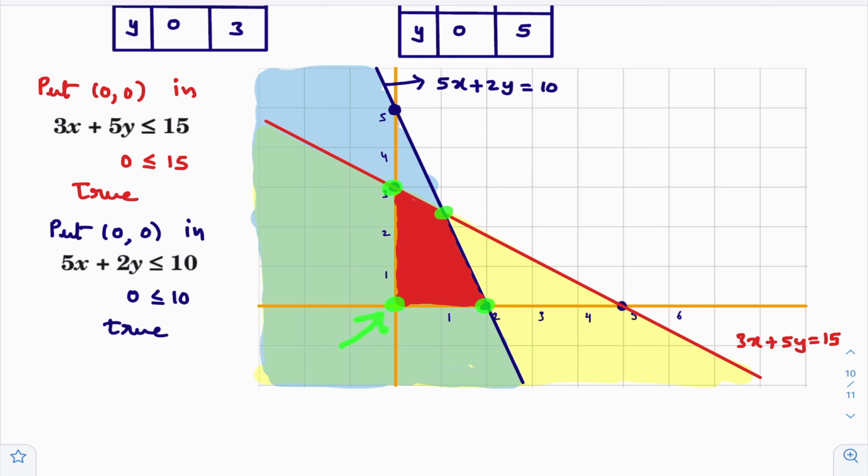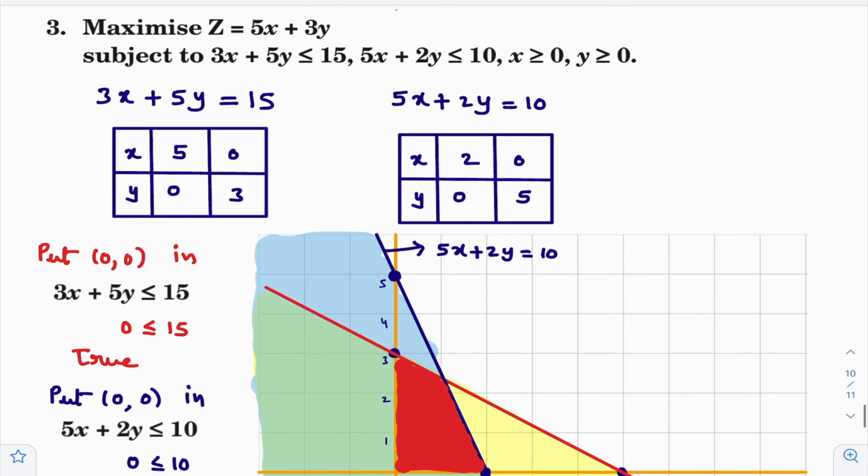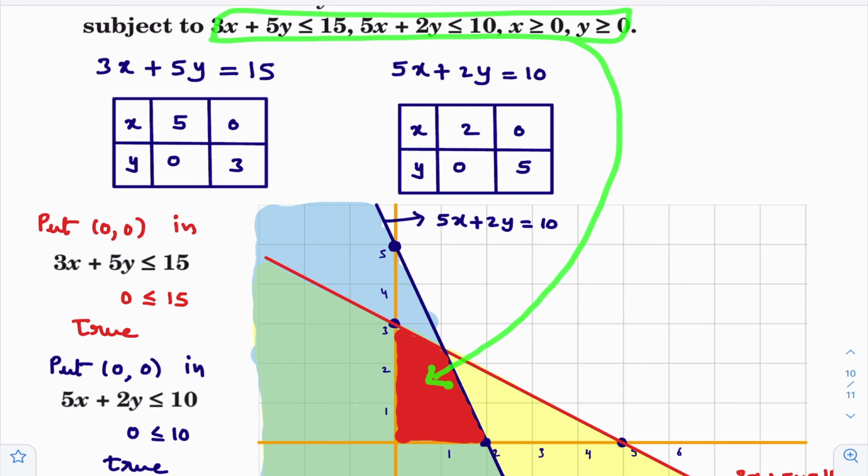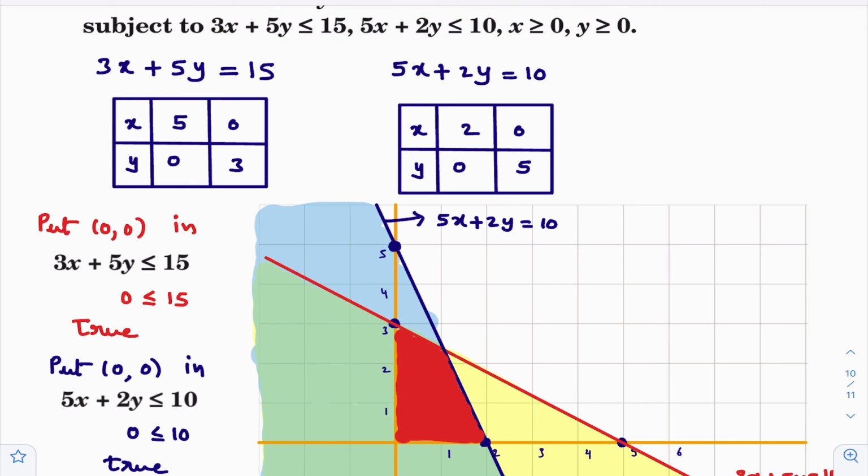We know this point is (0, 0). This point is (2, 0). This point is (0, 3). We don't know what this point is. This point we need to find. As we are doing this problem stepwise, step 1 is graphing these inequalities and identifying the feasible region. That is completed. Second part is identifying the corner points. For this, 4 corner points are there. These points we already know.